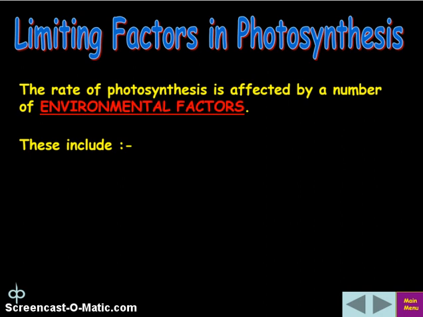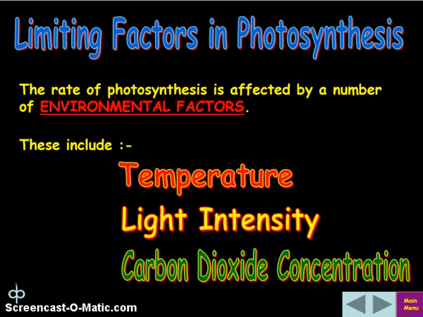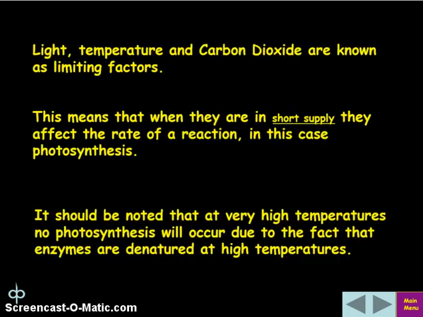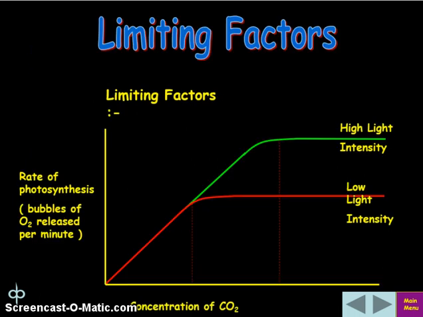The rate of photosynthesis is affected by a number of environmental limiting factors, and these include temperature, light intensity and carbon dioxide concentration. This means that when either light, temperature or carbon dioxide are in short supply, they affect the rate of the reaction, in this case photosynthesis. But it should be noted that at very high temperatures, no photosynthesis will occur due to the fact that enzymes are denatured at high temperatures.